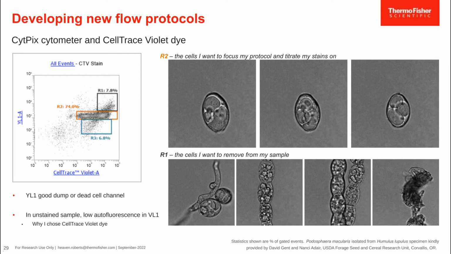However, in that high yellow one, I have these large aggregates of debris. There's still cells, there's still events, but I do want to remove them. And so as I'm working through my process to do gradient separation or improving my isolation protocol, this is the population I'm trying to get rid of, and R2 is the population I'm trying to keep.